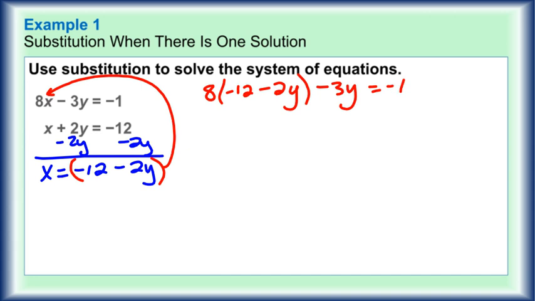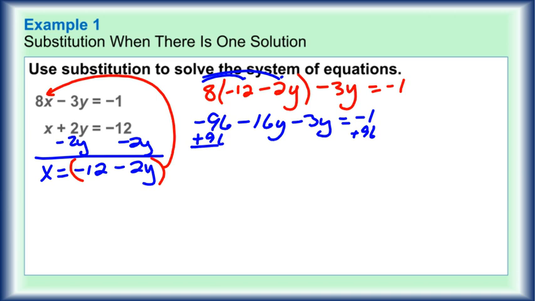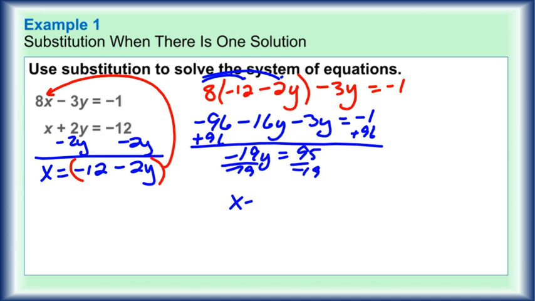So I'm solving for y first. I'm going to distribute the 8, and this is going to give me negative 96 minus 16y minus 3y equaling negative 1. If I combine like terms, I'm going to need to get this 96 to the other side by adding 96. I now have negative 19y equaling 95. To get y by itself, I'm going to divide by negative 19, and 95 divided by negative 19 gives me y equaling negative 5.